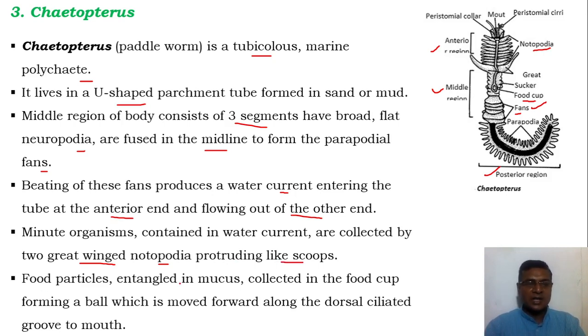Food particles entangled in the mucus are collected in the food cup, forming a ball which is moved forward along the dorsal ciliated groove to the mouth. It shows that the food material collected in the food cup forms a ball of food material, and it is easily transported by this channel toward the main oral cavity present at the anterior end, that is the mouth.